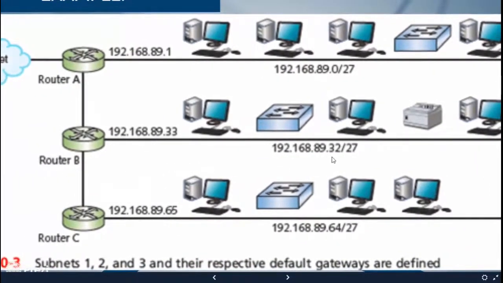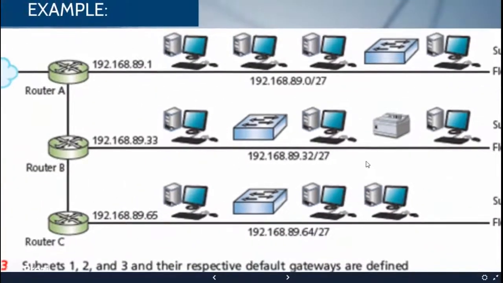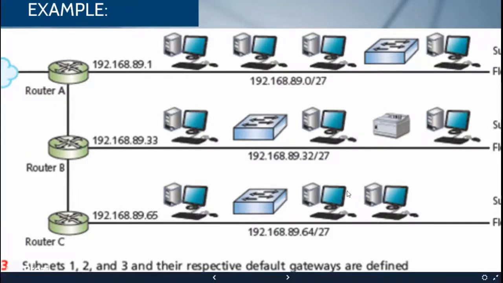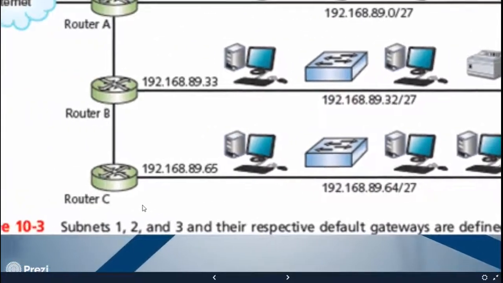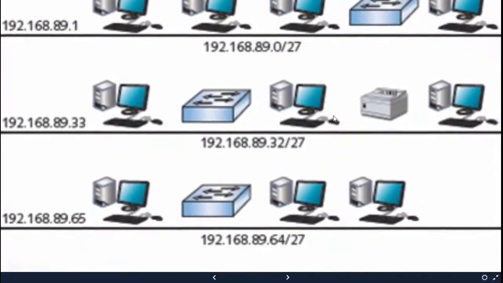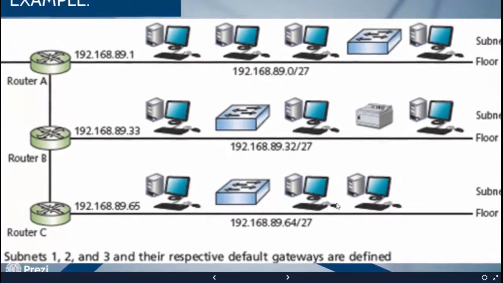And then the next network, which belongs to router B, is 192.168.89.32 to 63. Okay, 63, and then the next one is 192.168.89.64, which is for router C, or the other layer, 64 to 96. Okay, it's actually divisible by, I'm not really sure if I'm using the term right, but the intervals are actually 32. So 0, 32, 64, and 96.